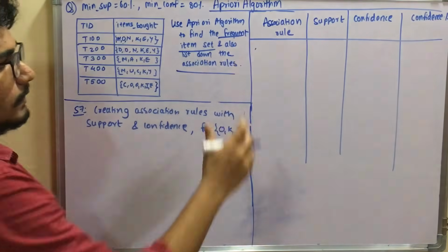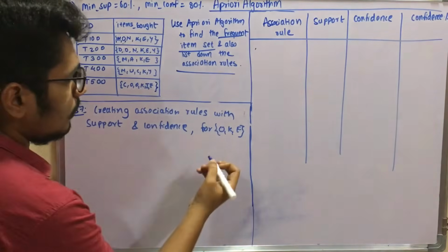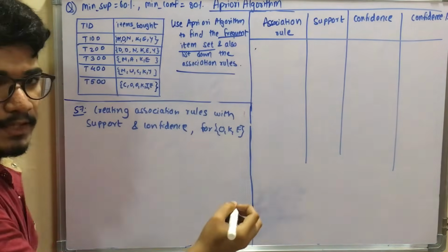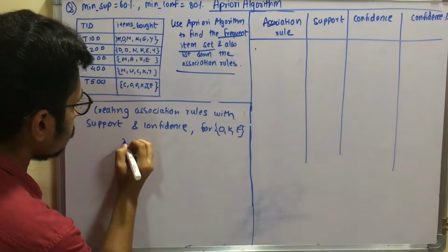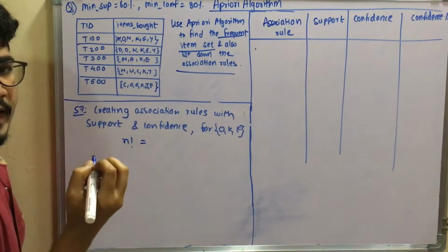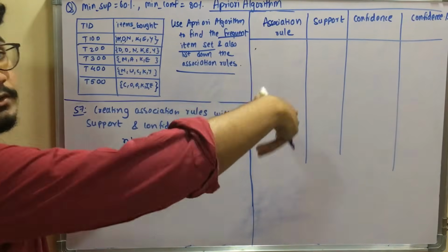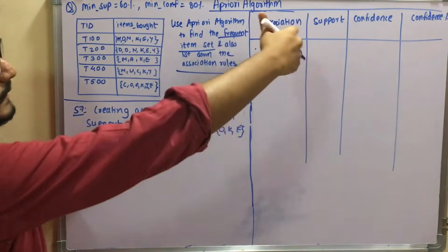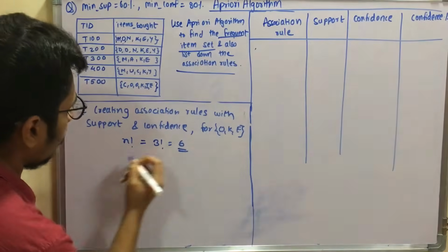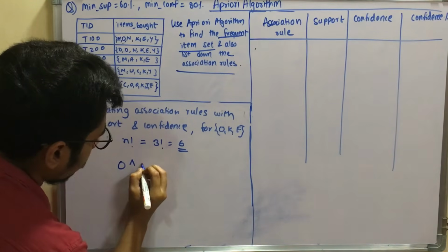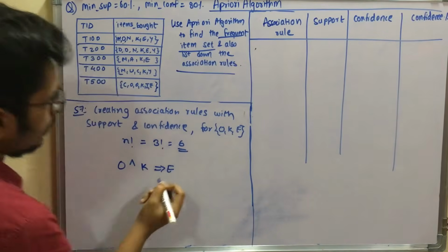So basically, in order to determine the association rule, it's a general formula, like if you have 3 different items in this item set, so the association rule goes with the probability that n factorial, so it will be 3 factorial, so it will be 6. So you will have 6 different association rules for that. And so to create it's very easy, like you have to write O and K gives E or implies E.